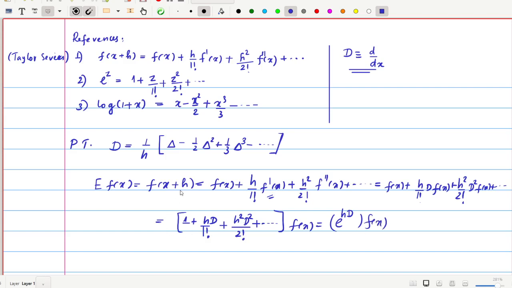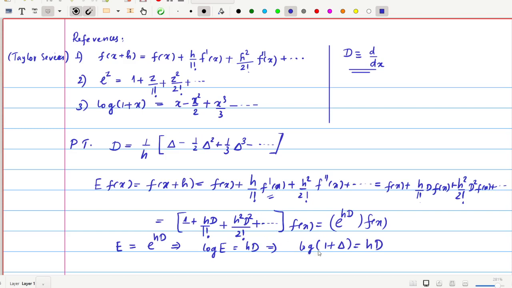Okay, so we know that capital E is equal to E of f(x), equal to e^(hD) of f(x). So this implies E is equal to e to the power hD. Then, by taking log on both sides, we can write log E is equal to hD. Consequently, we have proved that E is equal to 1 plus delta. So log of 1 plus delta is equal to hD. Now you use the expansion of log(1 + x).